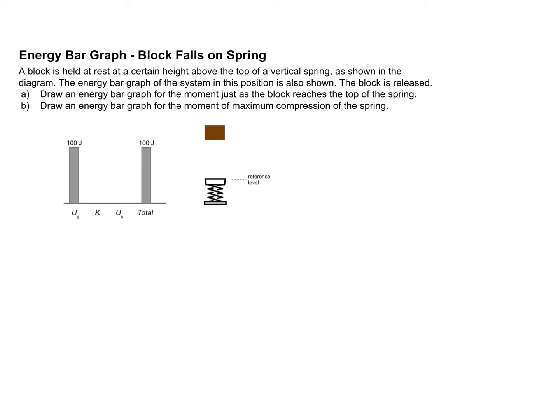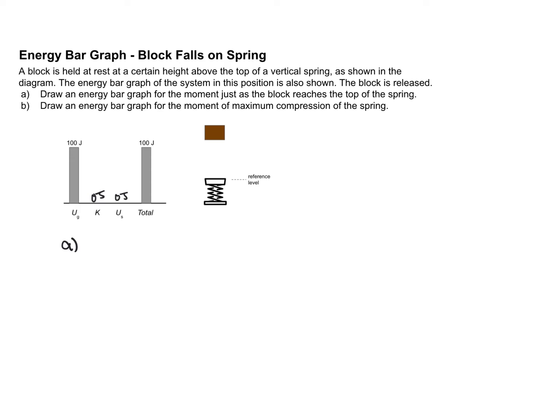Okay, first of all, the original energy bar graph there makes sense to me. The block is held at rest, so that's why we have 0 joules of kinetic energy. And the spring is just kind of sitting there. It's not been squished yet, so it also has 0 joules of potential energy there.